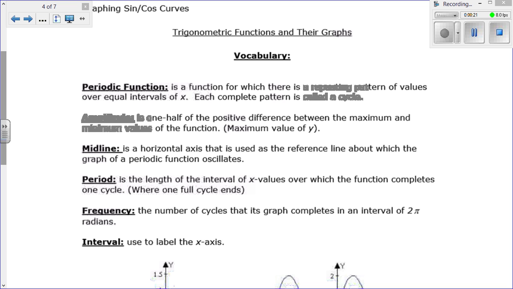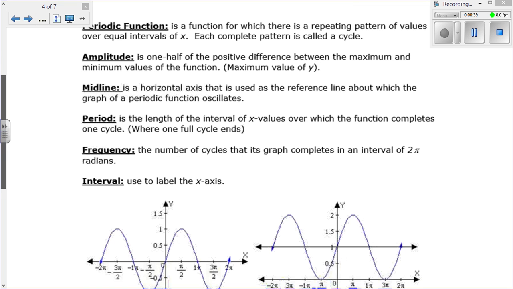A periodic function is a function for which there is a repeating pattern of values over equal intervals of x. Each complete pattern is called a cycle. The amplitude is one half of the positive difference between the maximum and the minimum values of the function. Or else you can look at it as the maximum value of y.